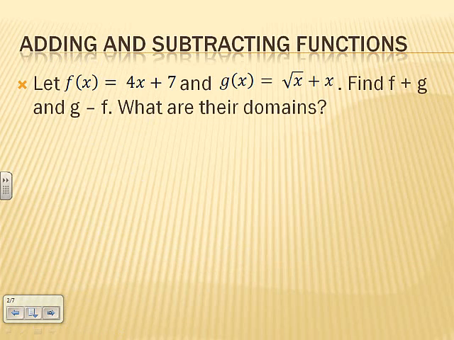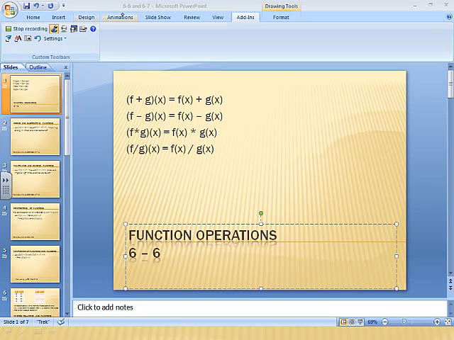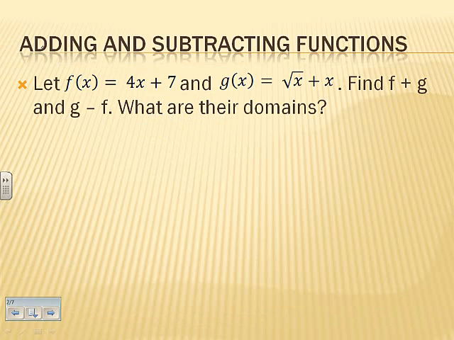If we let f of x equal 4x plus 7, and we let g of x equal the square root of x plus x, then what is f plus g and what is g minus f? Right now we're not going to worry about their domains. So let's start with the first one.